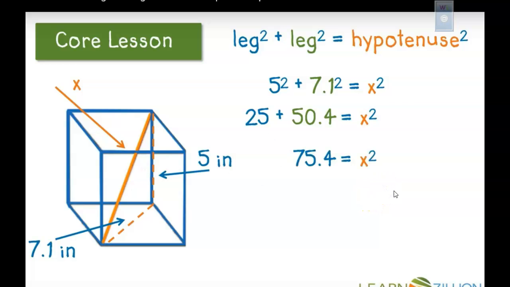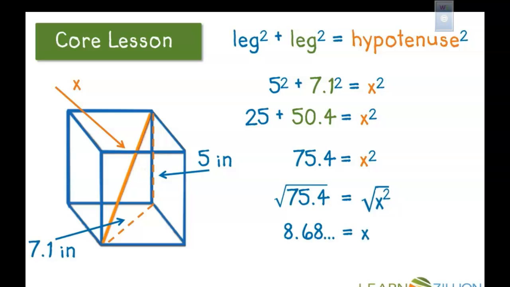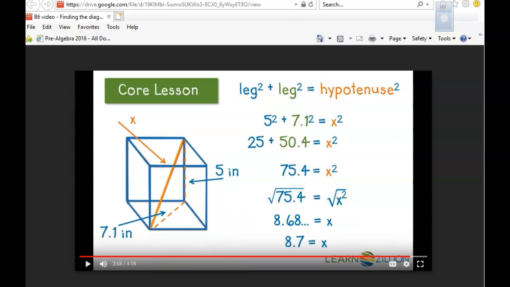You're going to see they do it with 75.4 equals x squared. Square root of 75.4 equals the square root of x squared. And x equals 8.68 for x. Got the same thing? Okay. About 8.7, which you should have, but why would we want to deal with decimals if we don't have to? And we really don't have to as we are doing this problem.